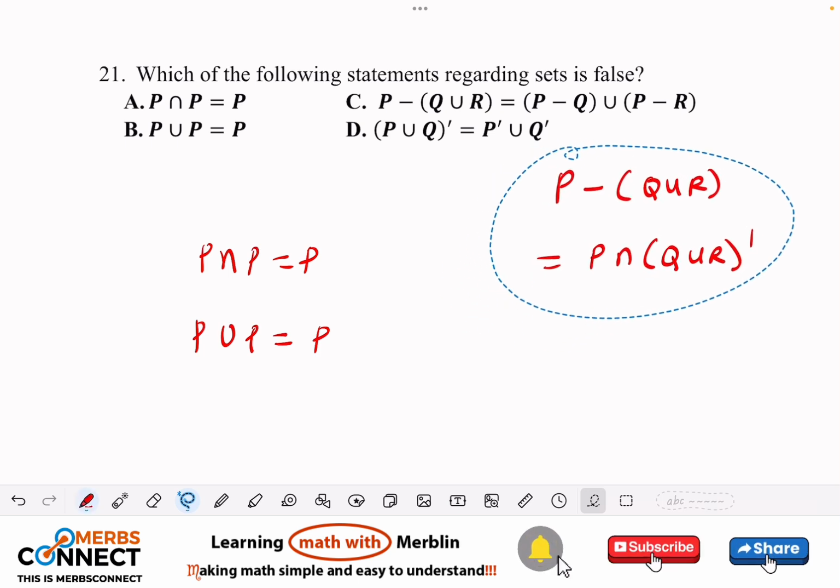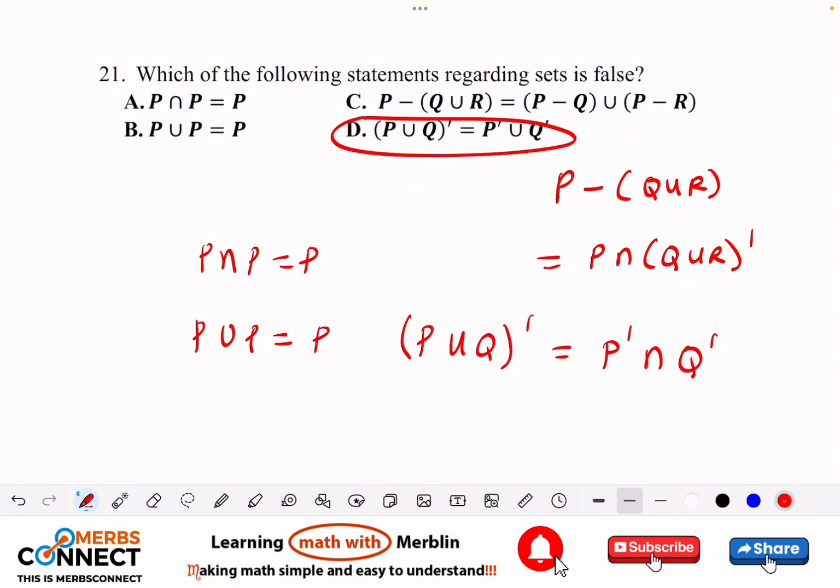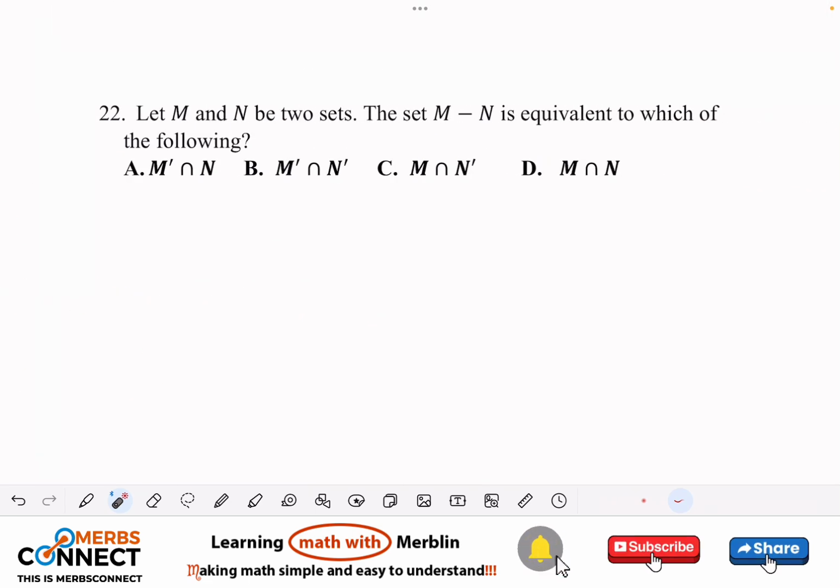It's a De Morgan's law. Let's see. We said that P union Q prime here should be the same as P prime, but the union changes to what? Intersect. So it means that D will be the one that is false. It means that this one here is the same as this, and it is true. When you prove that, if we are doing the proof, you can see that this is the same as this. Let's look at 22.